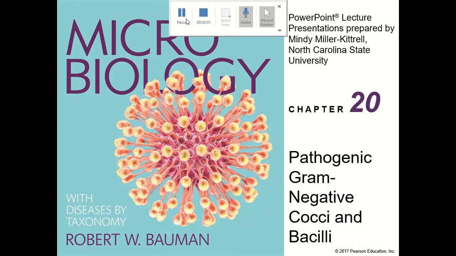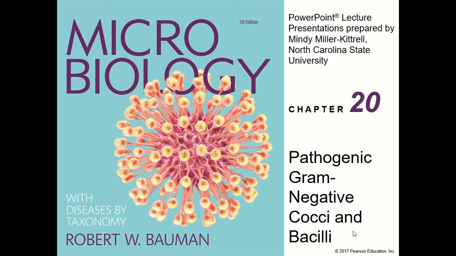Hey, good afternoon, guys. Let's go over chapter 20 here on the pathogenic gram-negative cocci and bacilli. Recall that pathogenic refers to microorganisms that cause disease in humans, and cocci and bacilli are the shapes of the bacteria. So cocci referring to a spherical shape, and bacilli referring to a rod shape.